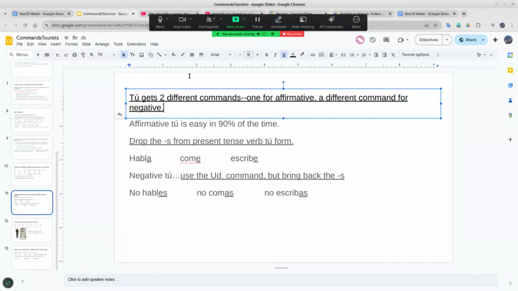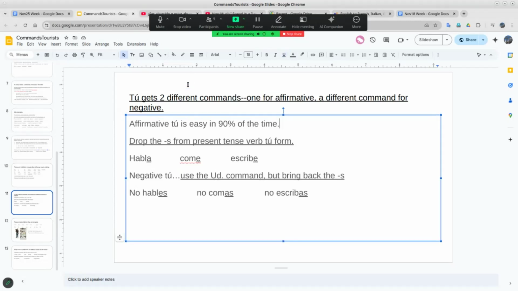Tú commands get two different kinds of verb forms. One verb form is an affirmative tú command, but the verb command is different if it becomes a negative command. Why do they do that? I cannot tell you why. I can only tell you that it happens. Right? Go do it, don't do it. It's the same for usted and ustedes. But go do it, don't do it, it's different for tú. Why? ¿Por qué? No sé. I don't know.